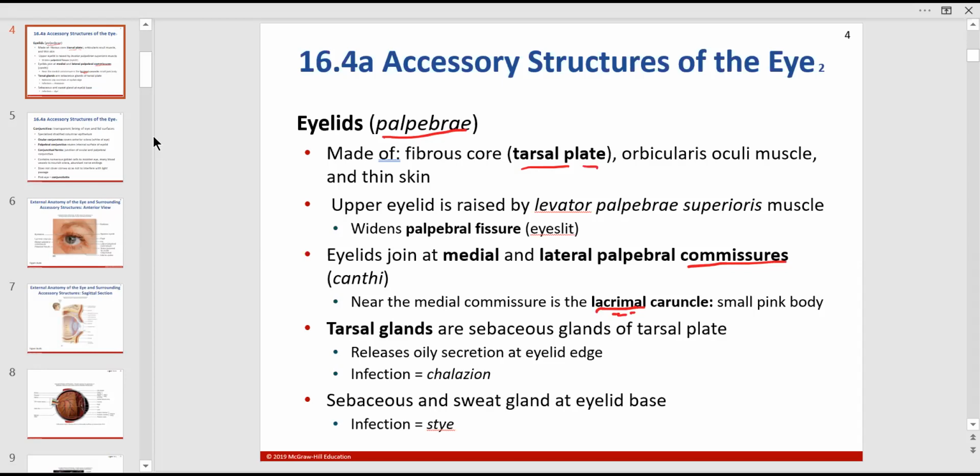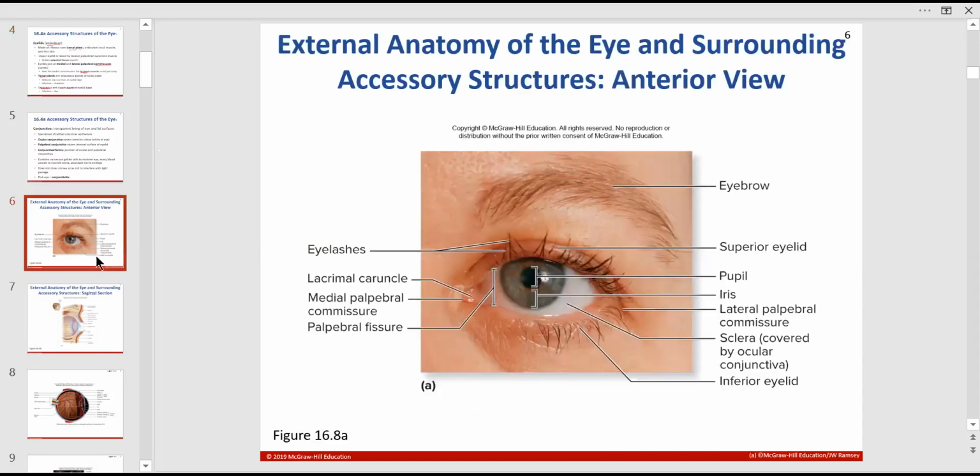You see tarsal glands along the edge of the eye, below the commissure. Sebaceous glands, remember that from your integument. So very thin skin on the eye, but there are glands within the dermis of the integument around the eye, and sweat glands as well, just like any other skin.